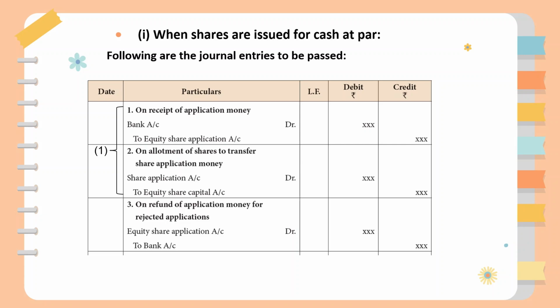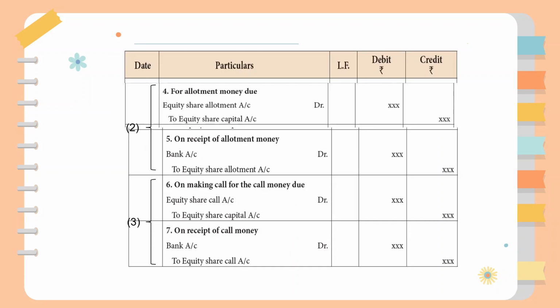The first entry will be passed in a reciprocal manner. That is, the receiving entry is bank to equity share application. When you are returning the money to the applicants, it is equity share application to bank account. Like that you can have some clue to remember all these entries.